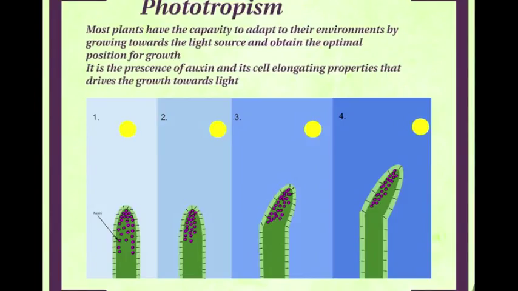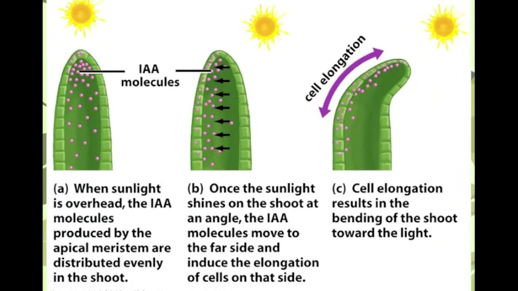It is now known that auxin is the main conductor of this process, thanks to its cell elongating properties. When sunlight is overhead, the auxin molecules are distributed evenly and the shoot grows straight. Once the sunlight shines at an angle, the auxin molecules move to the far side and induce elongation of cells on that side. Then the elongation of the cells on one side results in the bending of the shoot towards the light.